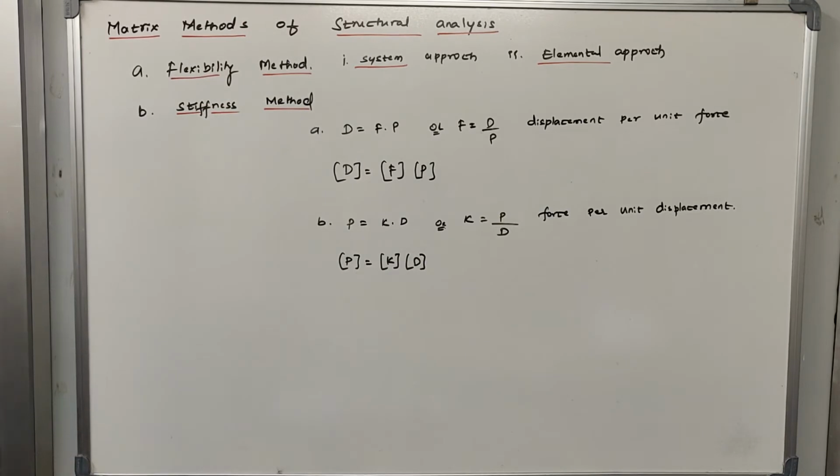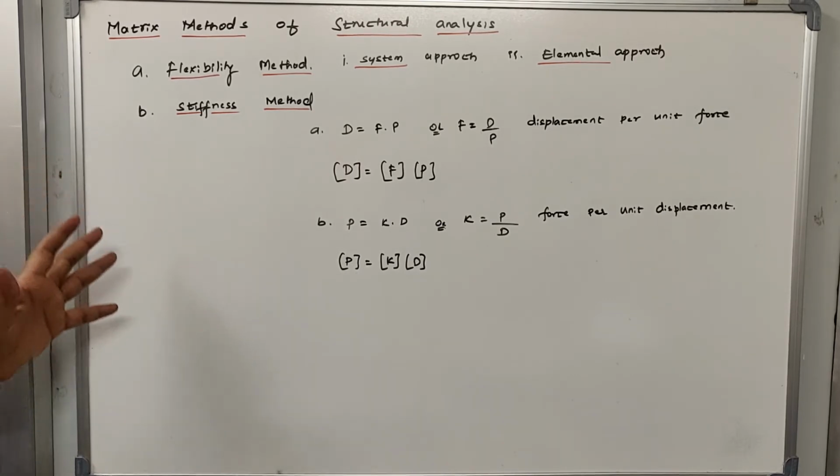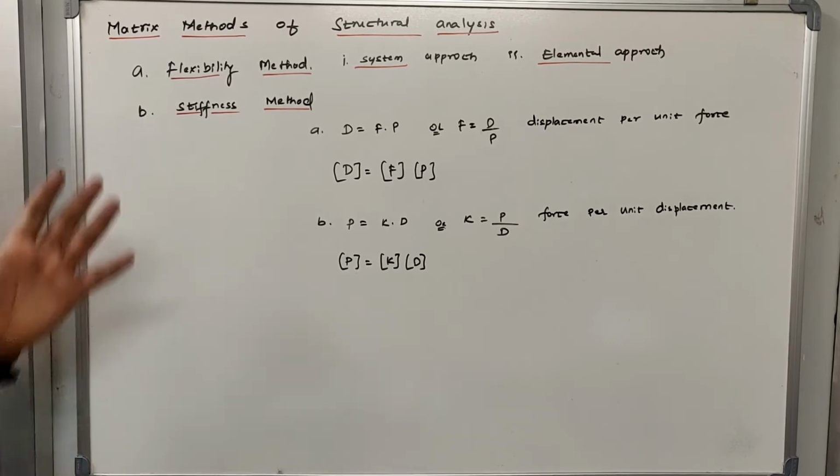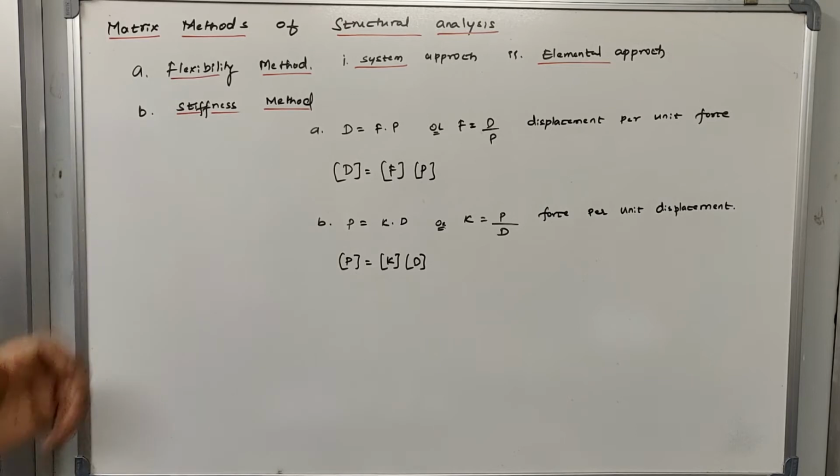Now we'll try to understand what is flexibility and what is stiffness. I have already explained stiffness and flexibility in the earlier classes also. Now I'll try to describe it and also give you some mathematical expressions from which you will be able to understand what flexibility and stiffness are. Flexibility is represented by its name itself, flexible. Anything that is flexible, we call it flexibility.